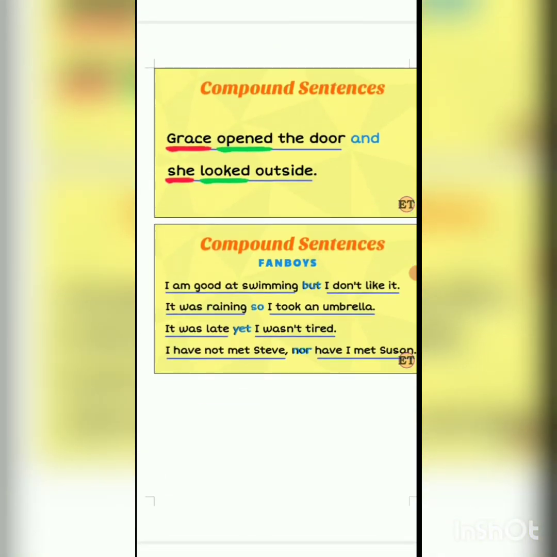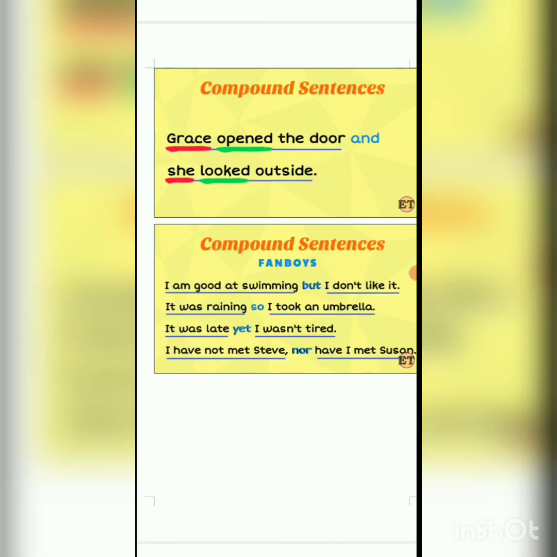Okay, again see children, here we have a few more examples. I'm good at swimming but I don't like it. Again, there are two independent clauses joined by a conjunction. Which conjunction? Coordinating conjunction but. It was raining, so I took an umbrella. So again it's a coordinating conjunction, and again we have two independent clauses. Children, the definition of a compound sentence is that it has two or more independent clauses, and they are joined by coordinating conjunctions, which you can remember through the acronym FANBOYS.